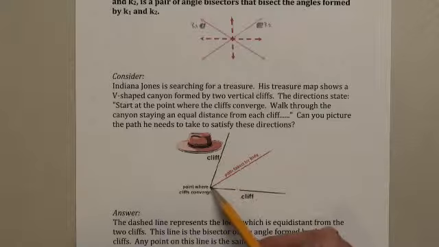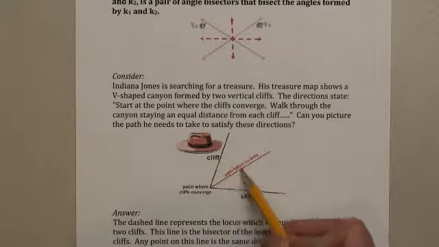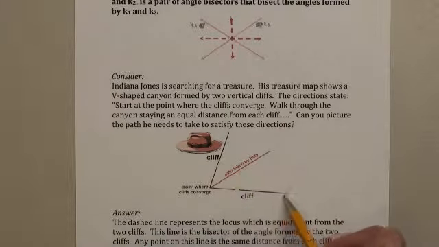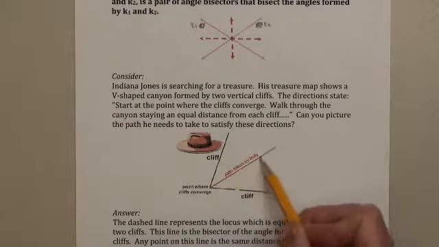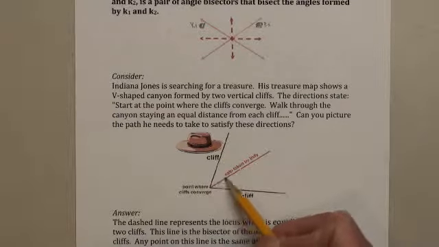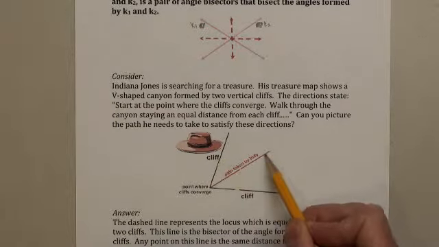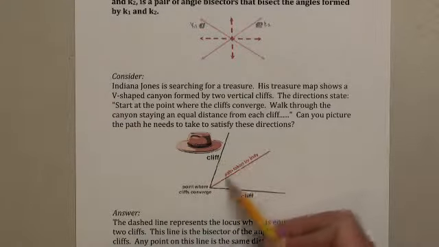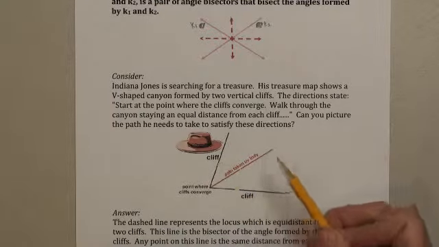If he's going to stay directly in between these two cliffs, obviously he has to walk in between them. So the angle that's formed by these cliffs is bisected by his path. And if you added up all these points that he would have to walk, it would form a line directly in between those two lines. This line is the angle bisector of these two lines here. It cuts it in half. It's right in the middle.